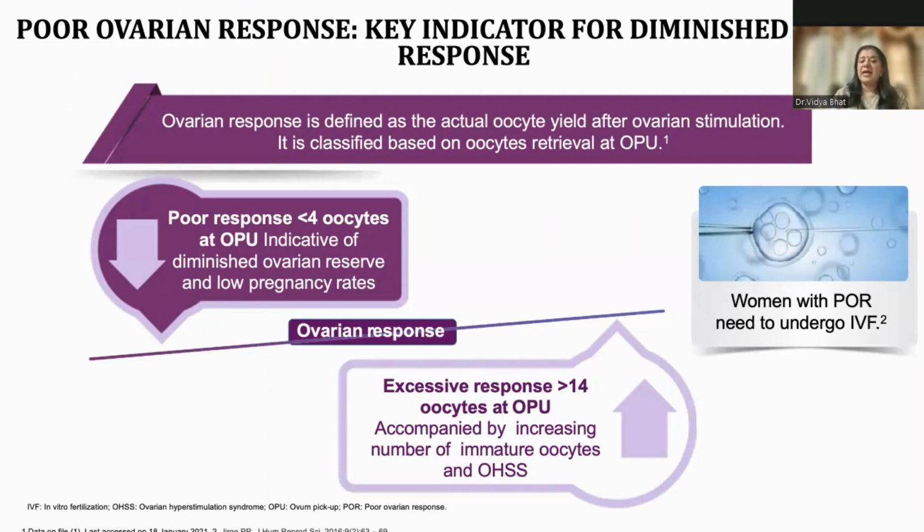It is classified based on oocytes retrieved at OPU. When you say it is poor, it is less than 4 oocytes at OPU. And when you say excess, it is more than 14 oocytes, that is hyper-responders or PCOS, with a number of increasing immature follicles. So those are PCOS patients, and that's how you differentiate between the two.